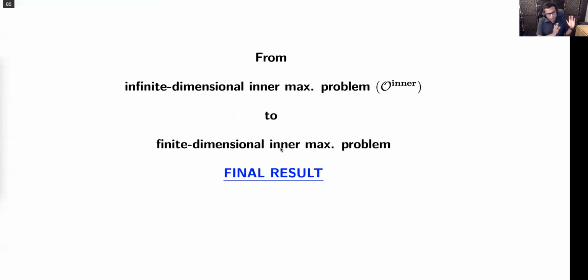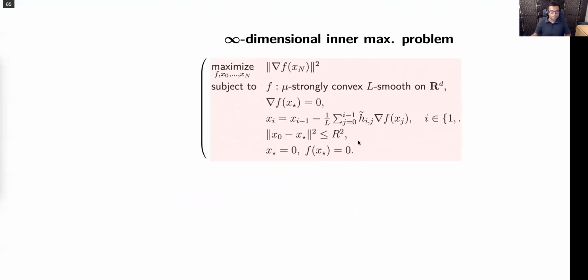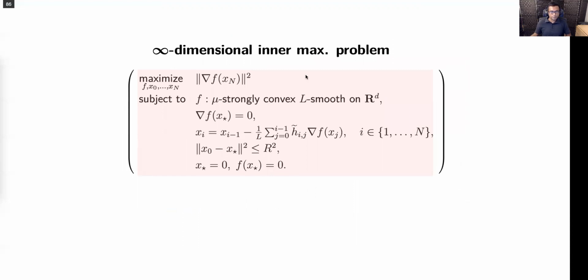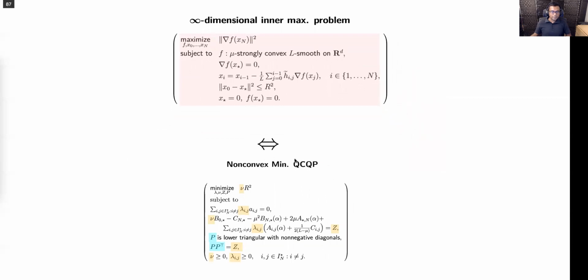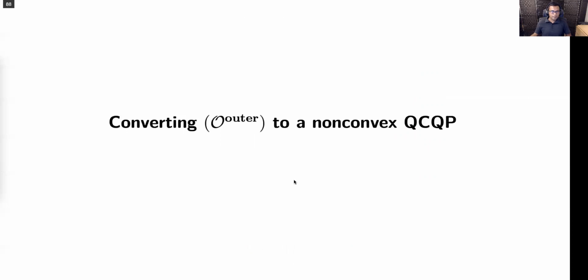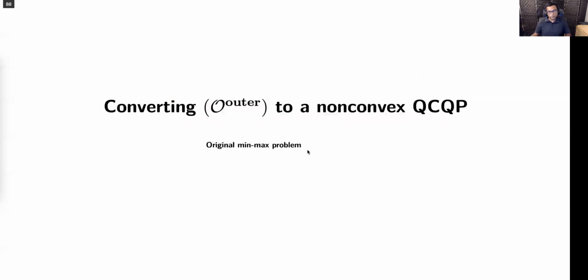Okay, so if we summarize, we did a lot of transformation, so I wanted to summarize what actually happened. We have this infinite dimensional inner maximization problem, and what is the current state of the finite dimensional inner maximization problem? This was our initial problem, the infinite dimensional inner maximization problem. And after a lot of transformation, we converted it into a non-convex minimization QCQP, which you see at the bottom. Now at this point, our interest is in the outer problem, right? We want to convert it into a format that we can solve. So we are going to convert the outer problem to a non-convex QCQP.